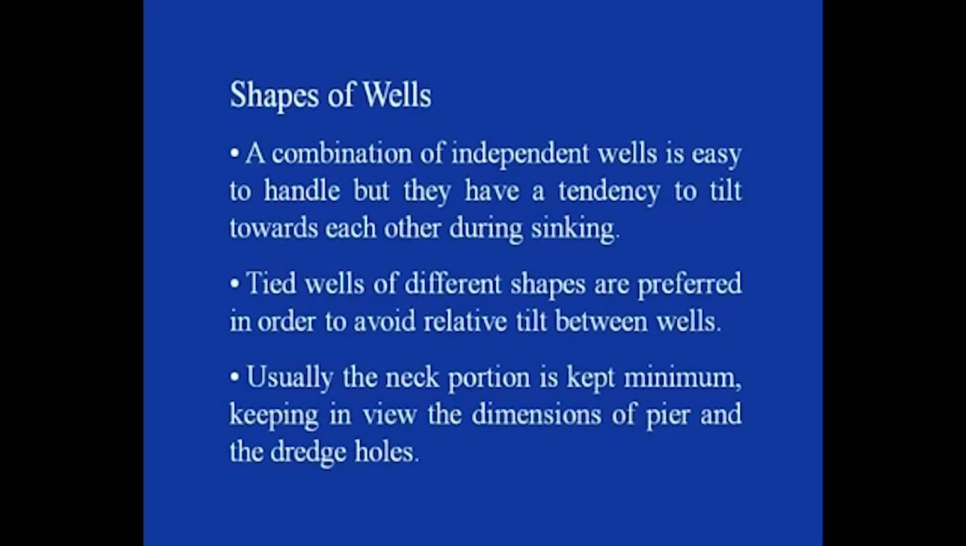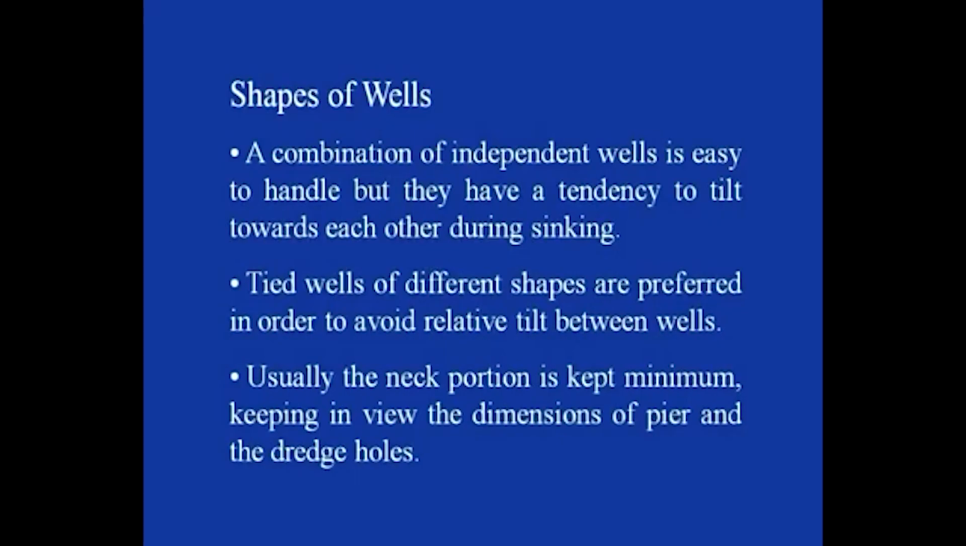Tied wells of different shapes are preferred in order to avoid relative tilts between wells. If you provide independent wells, they will have a tendency to tilt towards each other during sinking. So to remove that disadvantage, tied wells of various shapes are usually used, and in these tied wells the tilts are within the permissible limit. Now usually the neck portion of the well is kept minimum, keeping in view the dimensions of the pier and the dredge hole.